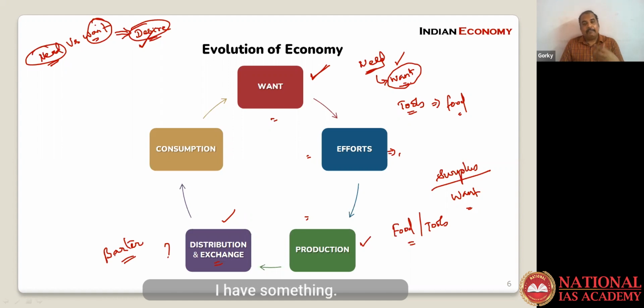What I do, I have something. Similarly, you had some want, you had an effort, you had produced something. So I have a good, you have a good. We exchange goods with each other. That's how distribution happens. When exchange of goods happens, naturally we have consumption of goods, right? So what is consumption of goods? Consumption means we try to consume, we try to absorb that particular produce. If it is food, we consume the food.